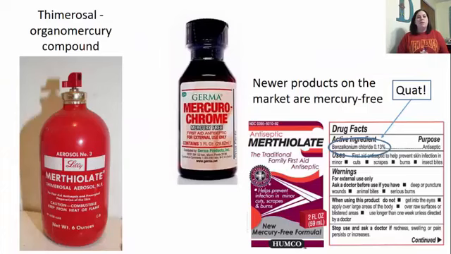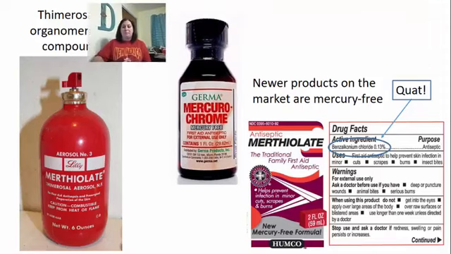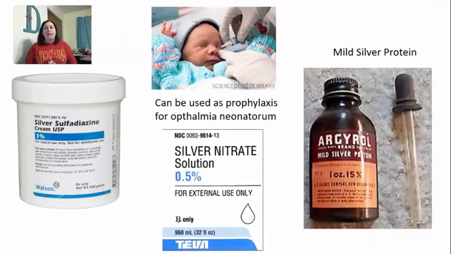Thimerosal is an example of an organomercury compound, and you can see it here on this label. However, newer products on the market are actually mercury free, even though they seem to have mercury in them. You can look at this on the label because there's no mercury content, and they actually contain a different type of chemical that's called a quat, which we'll talk about in a minute. On the other hand, there are many different things that use silver that are on the market.